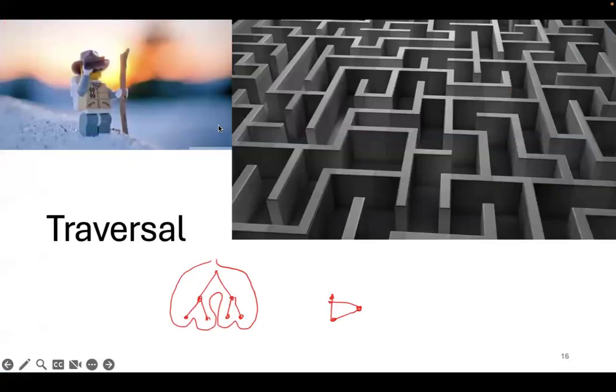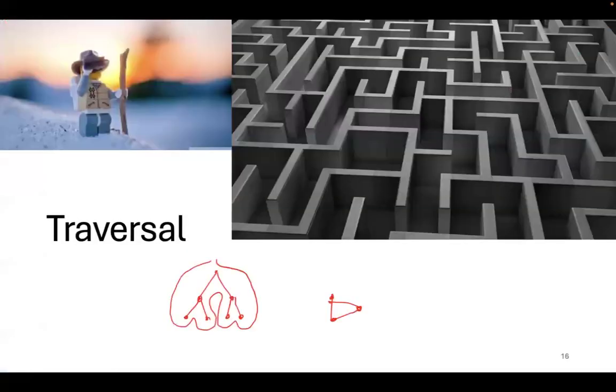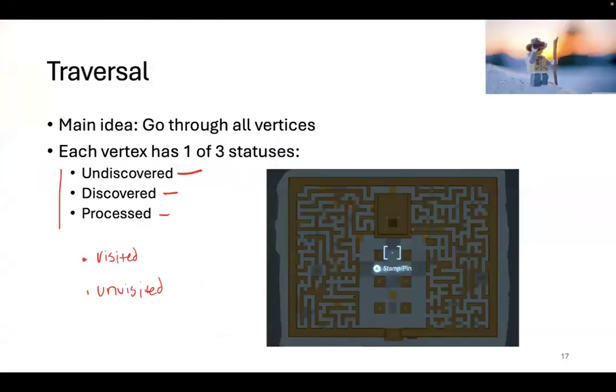Okay, so to remind you where we've been looking at graphs. Do I have it? Nope, it's not immediately there. So graphs are, you need a packet? I'll hand it out in a second. So graphs are collections of vertices or nodes and edges, which connect the two. And we're looking at going through that graph. For traversal, we're looking at how we can go through all the vertices.